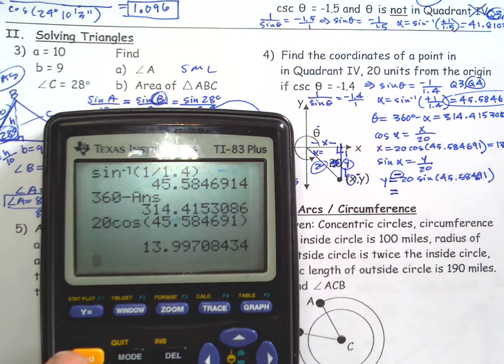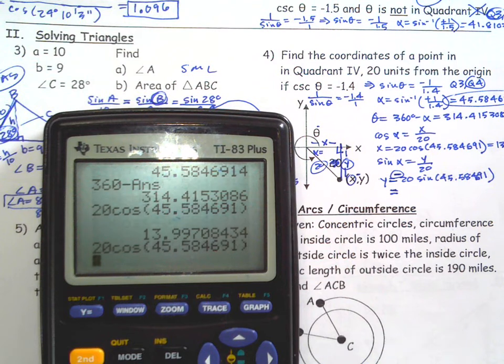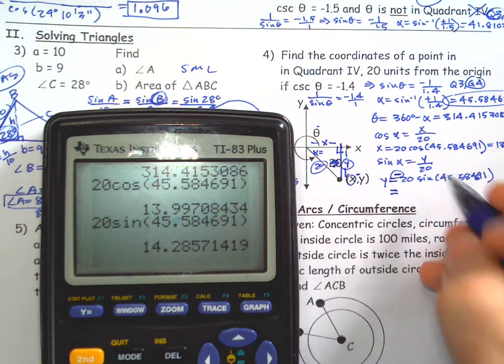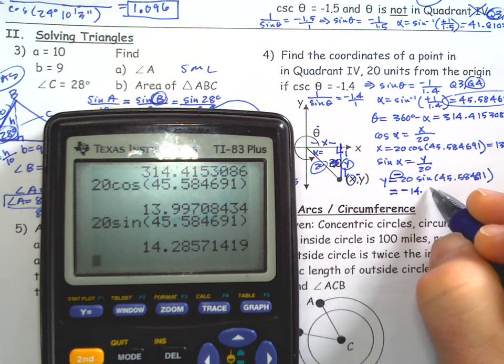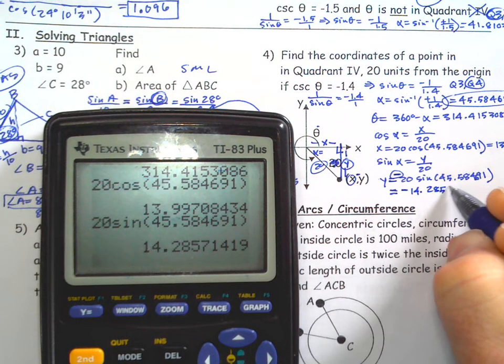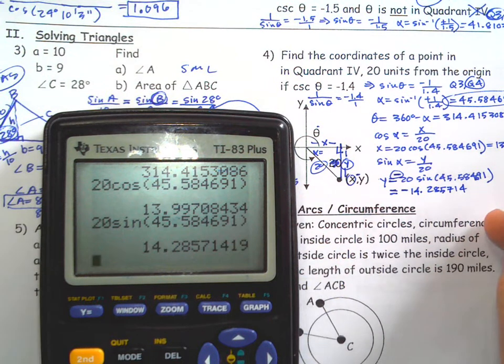Here's a cool trick. Second entry, copy and paste the previous one. We come up here and just put sine in, less typing. Now it's going to be negative 14.285714. Now we should write it as an ordered pair, I think, for a final answer.